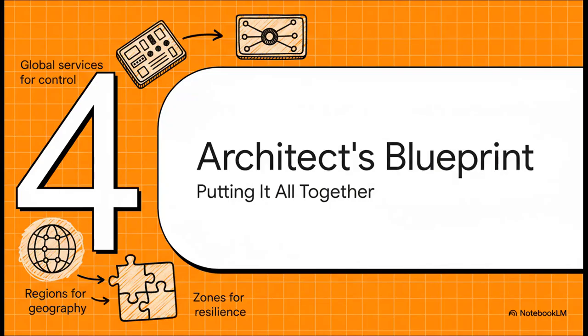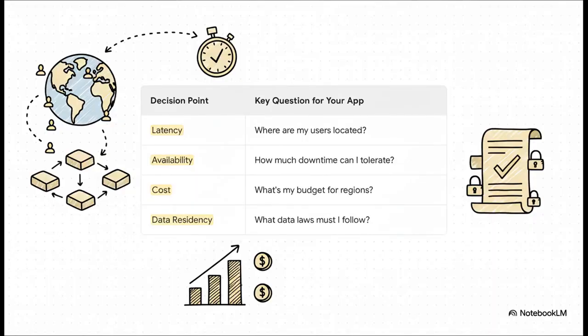Okay, so let's recap. We've got regions for our global footprint, zones for keeping things online, and global services for that top-level control. Now for the fun part. Let's see how all these pieces fit together in an actual architect's blueprint. Before you write a single line of deployment code, you've got to ask yourself these questions. Seriously, think of it like a pilot's pre-flight checklist.